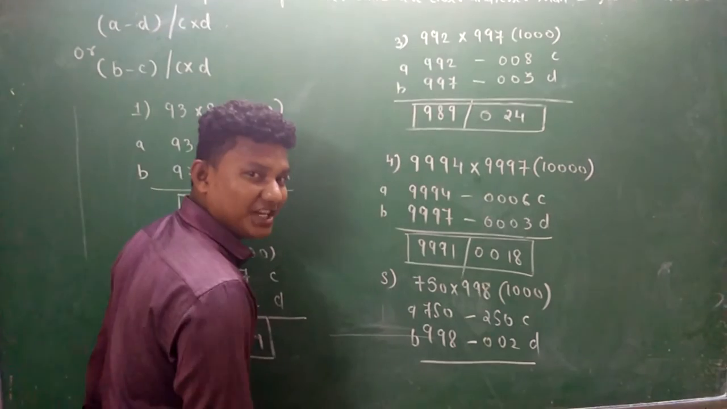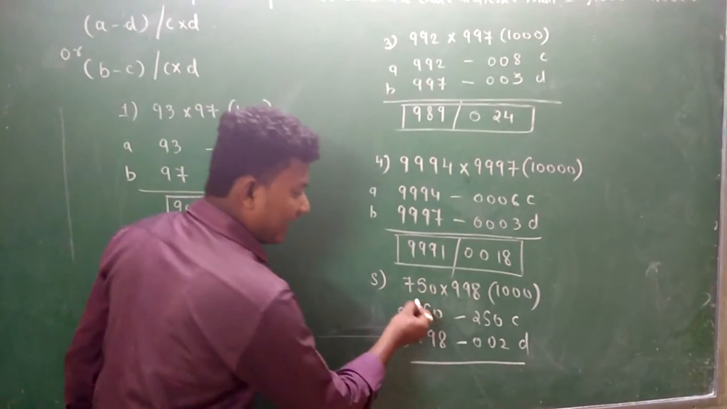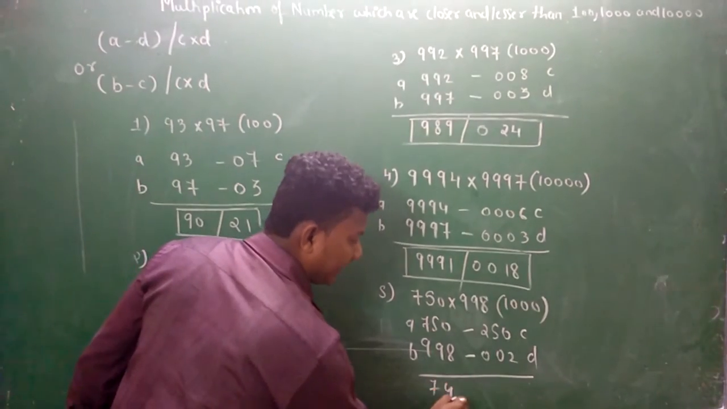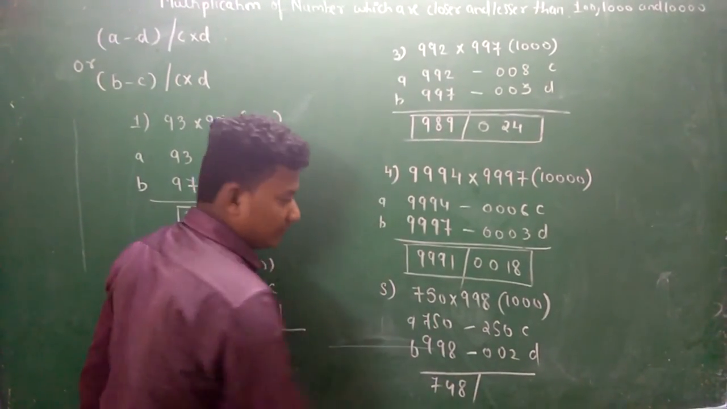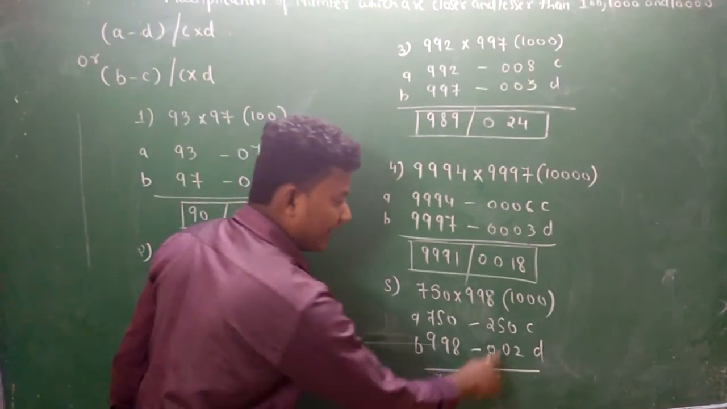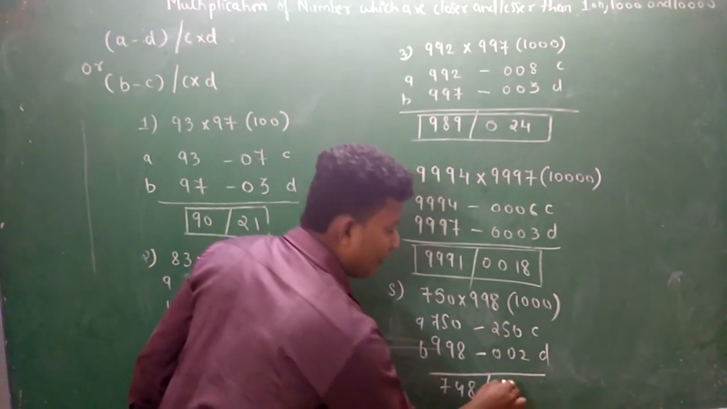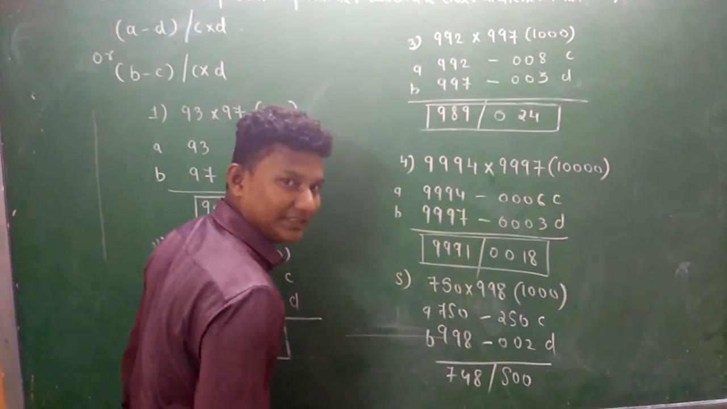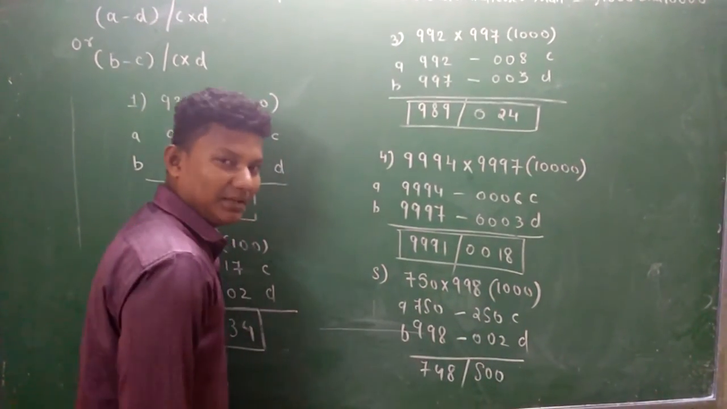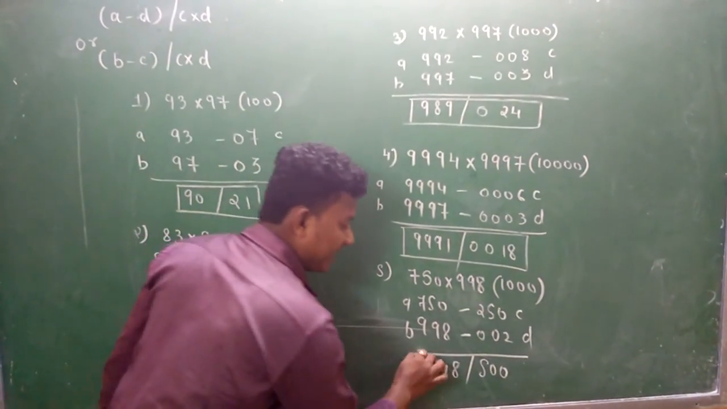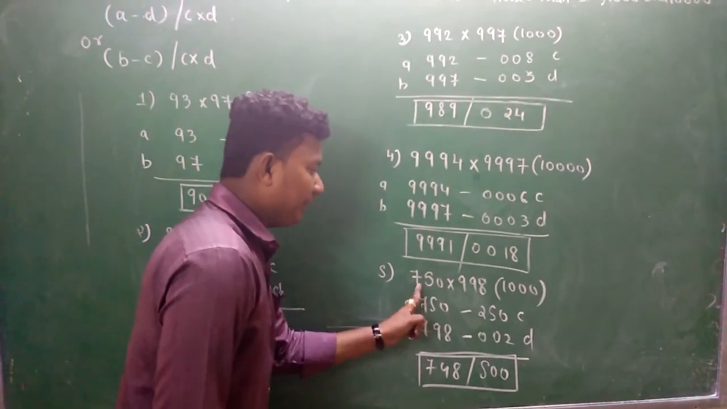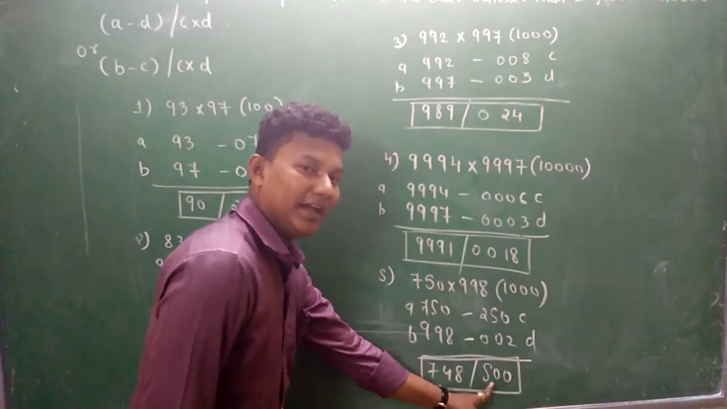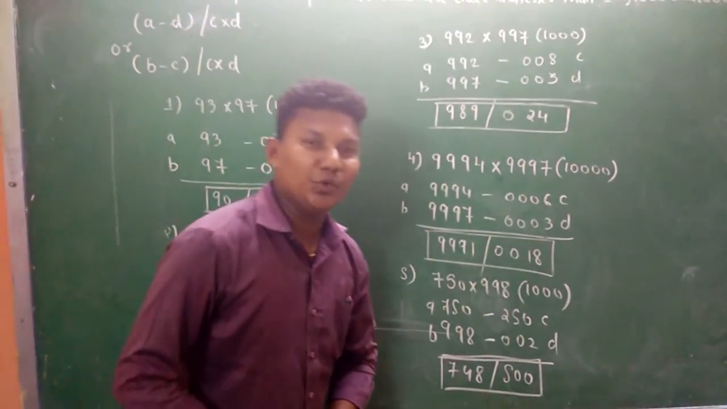Apply the formula a minus d, or else b minus c. So can I say 750 minus 2? You will get 748. Multiply c into d. So can I say 250 into 2 is 500. As a product, it should be in 3-digit form. So we got the answer: when you multiply 750 into 998, you will get the answer 748500. So I hope you understood the concept.